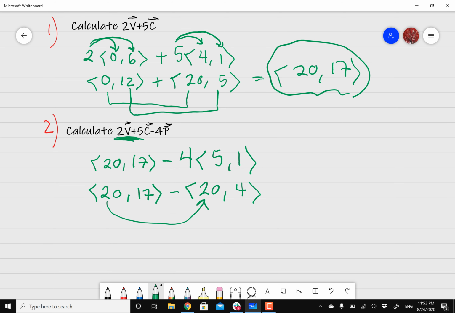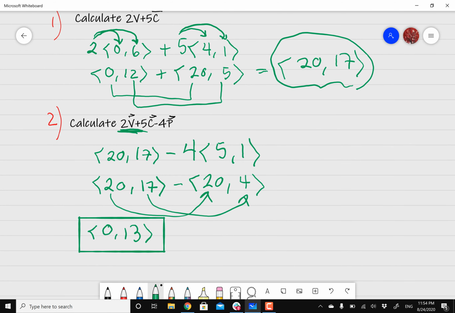All right, so now we're subtracting these components. So again, first term goes to first term, second term subtracted from the second term. So 20 minus 20, that's going to give you 0. And then 17 minus 4, that's going to give you 13. All right, and that's your second example.